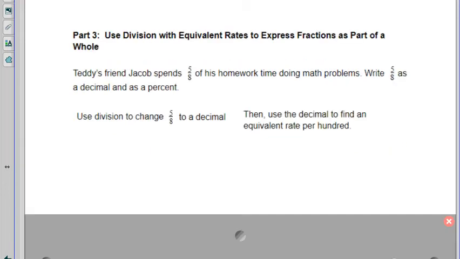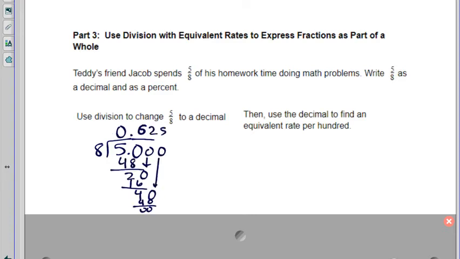Okay, let's make it harder. Teddy's friend Jacob spends 5/8 of his homework time doing math problems, so I want to write 5/8 as a decimal and a percent. So first I'm going to change 5/8 to a decimal. I'm going to do that by recognizing that 5/8 is 5 divided by 8. So I'm going to go ahead and do that division.